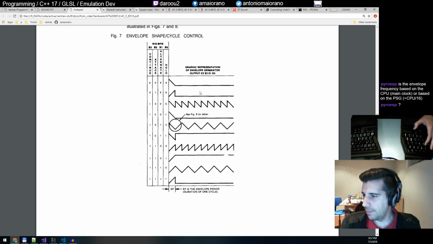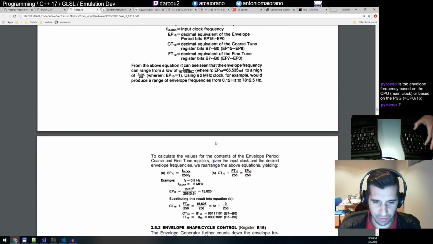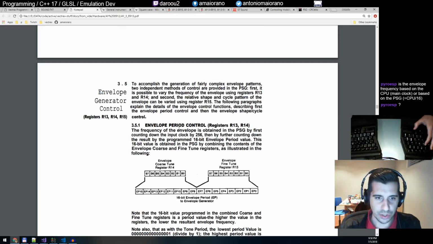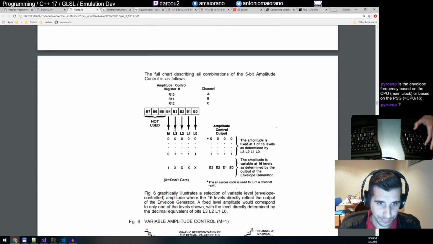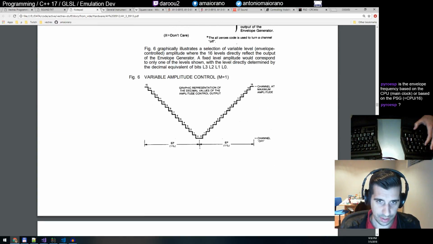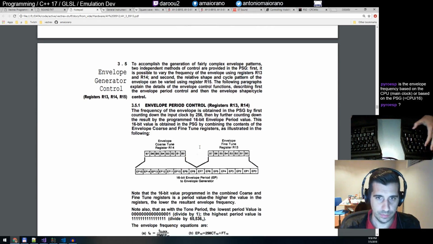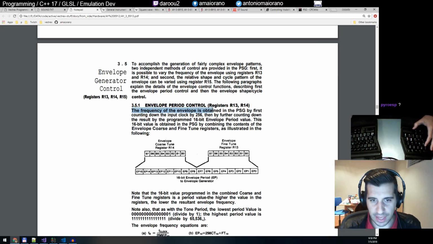The envelope frequency based on the CPU or based on the PSG? It would be based on the PSG from what I'm reading. That's what I was figuring out earlier in the docs. At the top it says, the frequency of the envelope is obtained in the PSG by first counting down the input clock by 256.